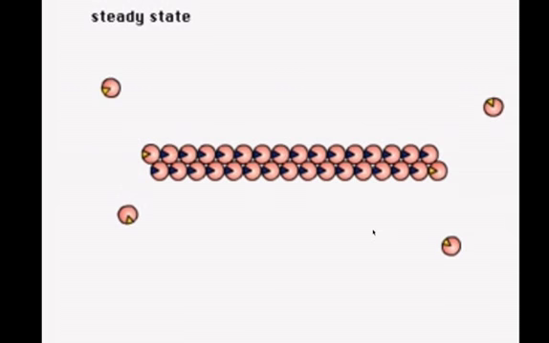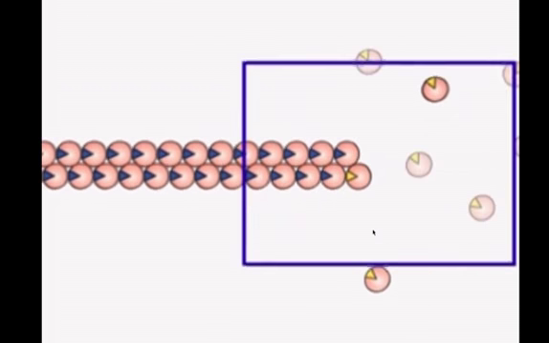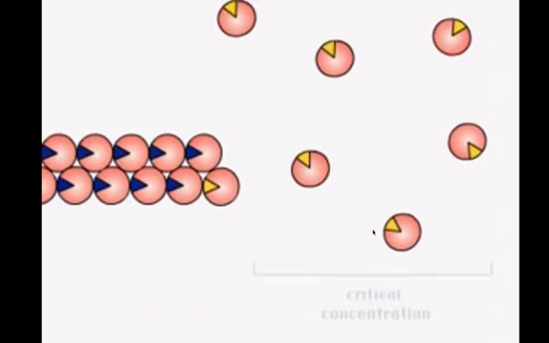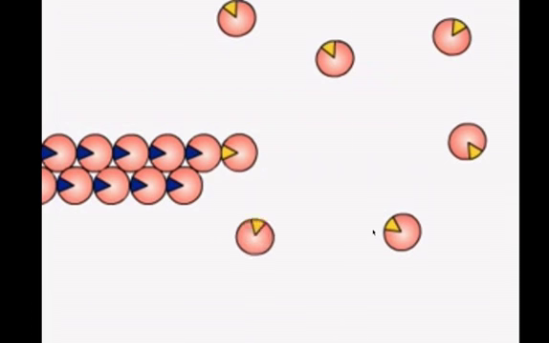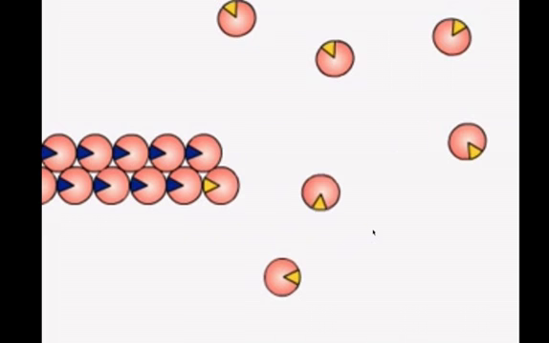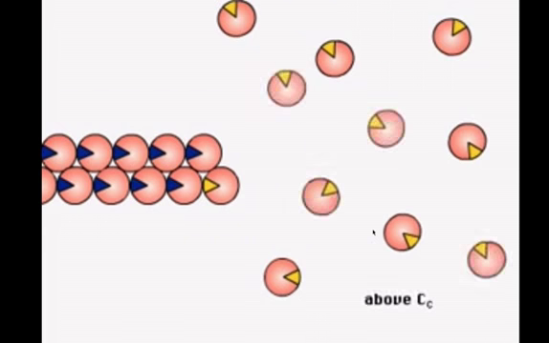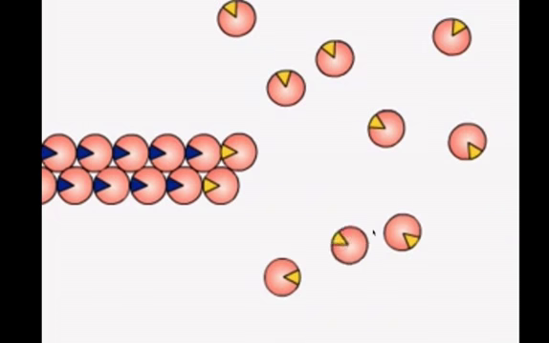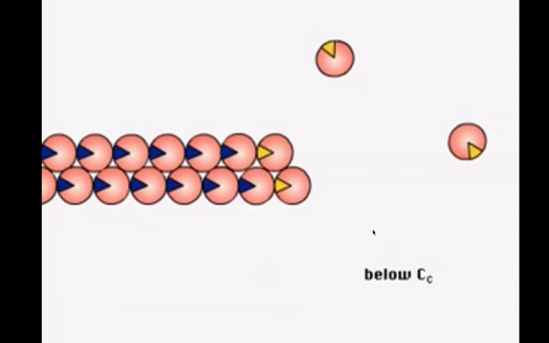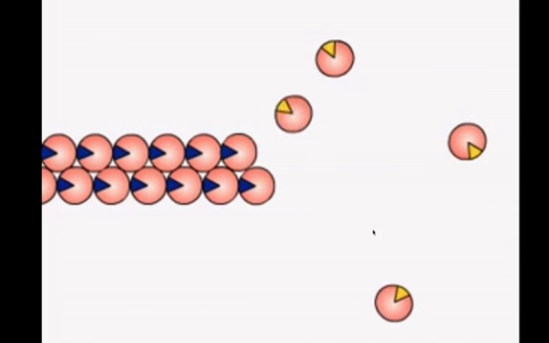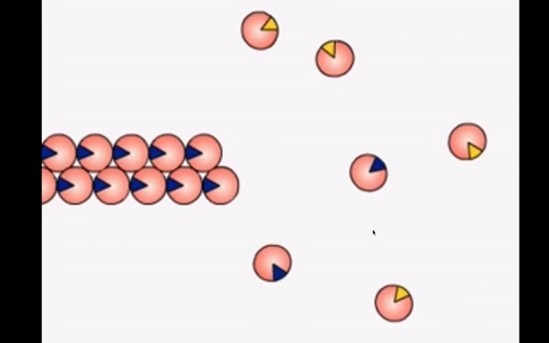So when you're at steady state, which is at your critical concentration, there's equal addition and removal of your subunits. And so this is your critical concentration. You notice you're not actually having any growth or shrinkage per se. It's staying at the same size. And if you're below your critical concentration, then you're going to encourage disassembly.